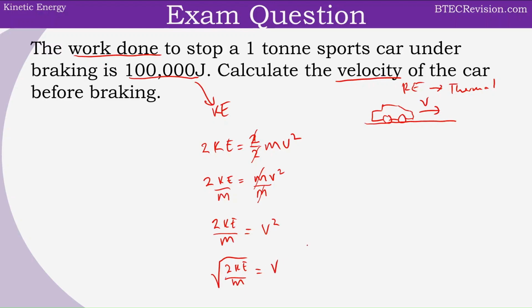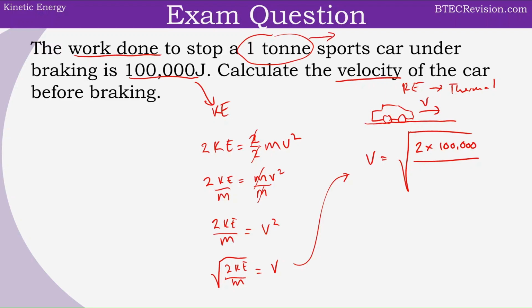And now we can just plug in our values. So we've got velocity equals square root of 2 times kinetic energy, which is 100,000, divided by the mass. And if you look here, another unit we need to know is a ton. 1 ton is 1,000 kilograms. So kilograms is the correct unit. So we can divide by 1,000. And this would give us a value of 14.14 meters per second.